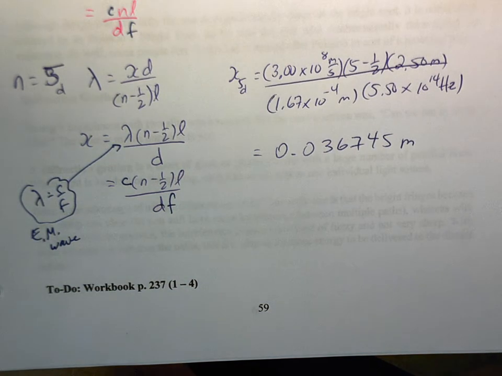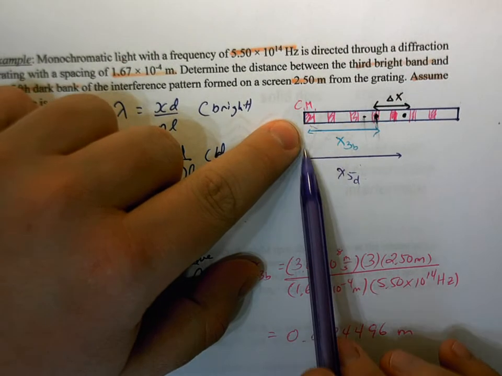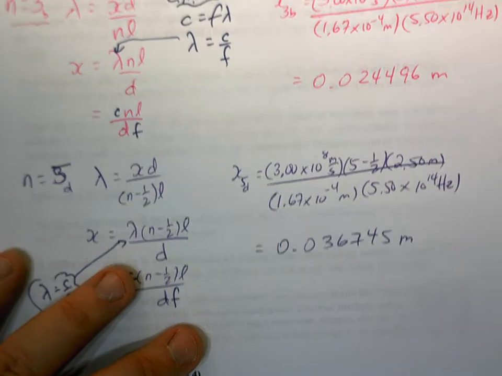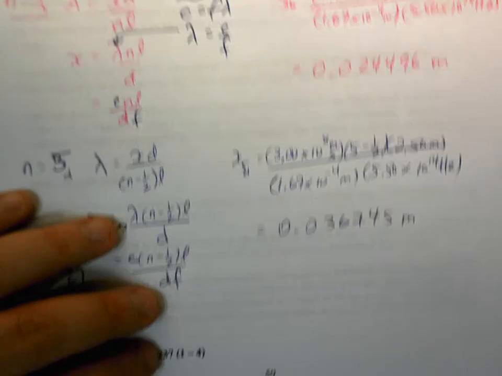Again, let's put this answer into context. What exactly does this mean? Well, that's saying that the distance between the central maximum and this fifth dark fringe is about 3.67 centimeters. So the last thing, to find the distance between the third bright and the fifth dark fringe, we're just going to subtract these two.